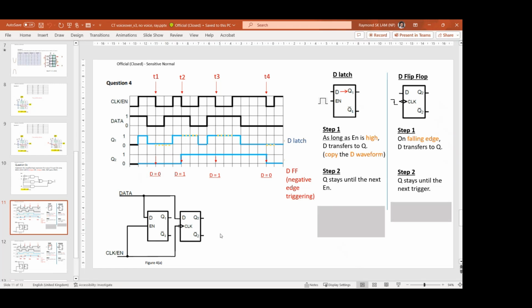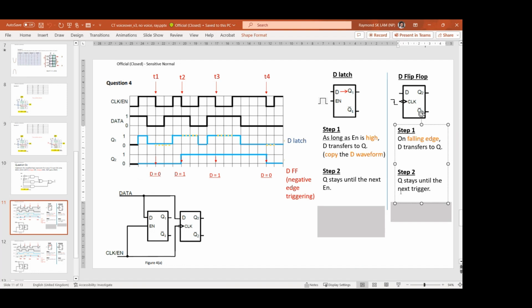Can you tell me which part you understand? I only understand rising edge and falling edge. Okay, so can I ask you this one? When you see the triangle and the bubble here, is it rising edge or falling edge? Falling edge, because it's negative, right? Yeah, that means when the signal goes from high to low, it will trigger something. And then this one you don't understand. Step 1, step 2, you don't understand.